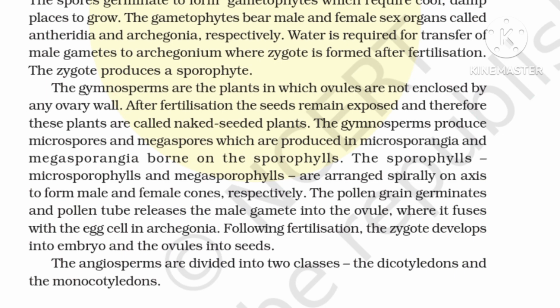The pollen grain germinates and the pollen tube releases the male gamete into the ovule where it fuses with the egg cell in the archegonia. Following fertilization, the zygote develops into an embryo and the ovules into seeds. The angiosperms are divided into two classes, the dicotyledons and the monocotyledons.